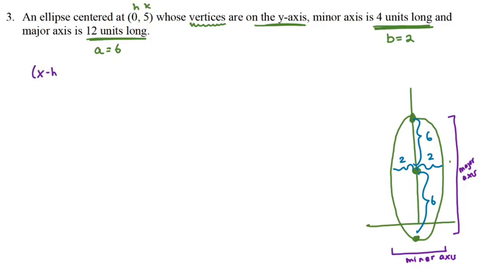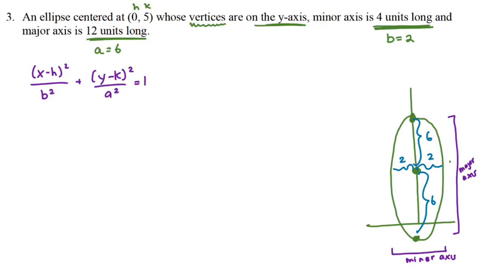(x minus h) squared over b squared plus (y minus k) squared over a squared is equal to 1. A always goes under the term that represents the major axis. The major axis is along the y-axis. So a, the variable a, which represents half the length of the major axis, will go under the y value. If this ellipse was wider, then a would go under the x value.